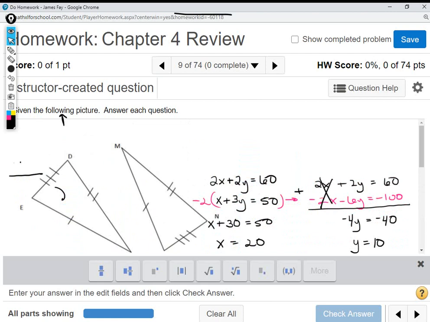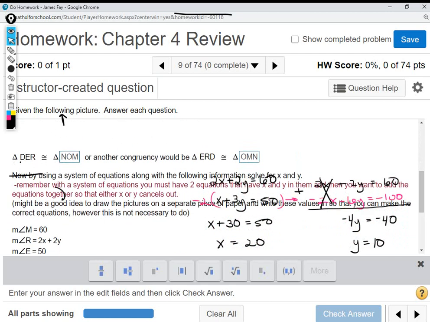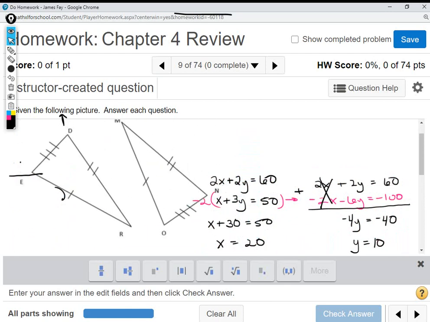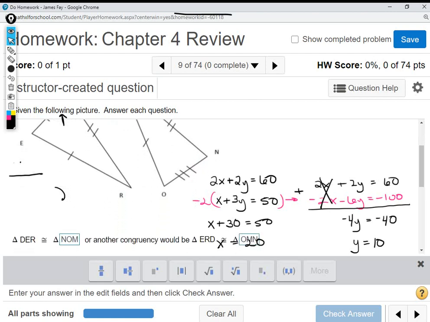So I know E was 50. I now know R was 60. So that's 110 degrees, correct? So what's angle D got to be? 70.